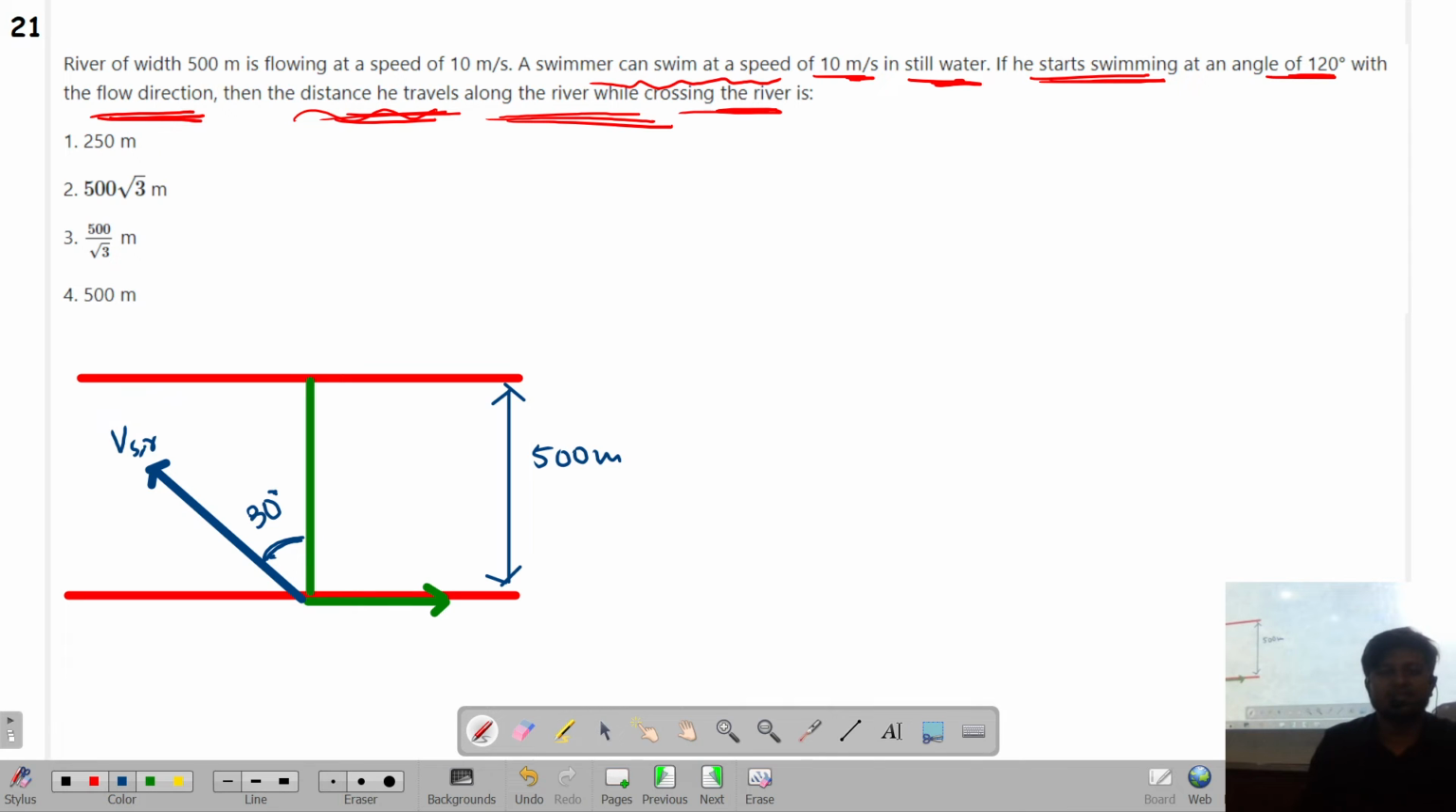What is it asking? Find the distance which it travels along the river. See this line, what is written? Along the river. Now what does it mean? Along the river means on the bank of the river, or not? Try to understand: if he is crossing the river, he is traveling perpendicular to the river, or not?